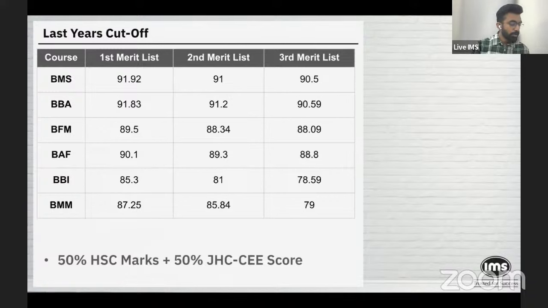76 average score for BMM. Okay, the 76. Last year, the third merit list was at 79. So let us see how it goes.